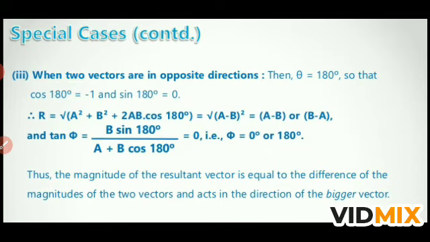So in the question you can use the triangle and parallelogram laws, and the resultant R is equal to the square root of a square plus b square plus 2ab cos theta. It is very important to understand that theta is the angle between the two vectors, and to find the resultant direction, tan phi is equal to b sin theta upon a plus b cos theta.